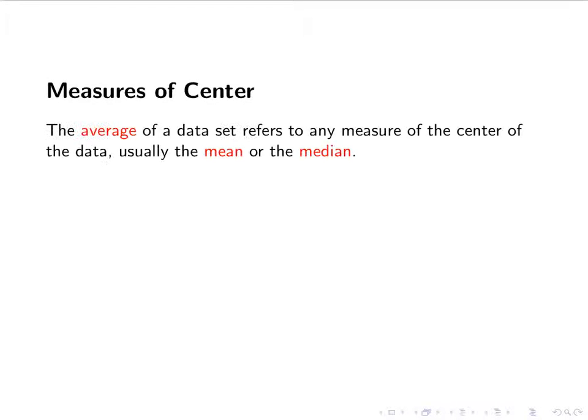Hello everyone, today we're going to look at measures of center. The average of a data set refers to any measure of center of the data. So when you ask for the average of the class, there are several different answers I could give you. The two that we see the most are the mean and the median. So we're going to talk about these two and a third one in this section.